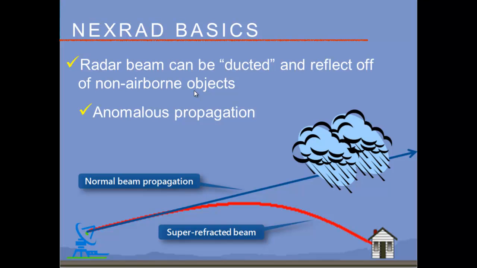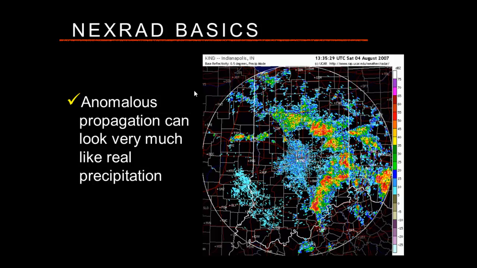One of the ones that happens a fair amount and sometimes slips through is this concept of anomalous propagation. So the radar beam can actually be ducted and reflected off of non-airborne objects. And usually that happens when you have a low-level temperature inversion in place. That temperature inversion super refracts the beam, and the side lobes of that radar beam essentially bounce off of objects and come back to the radar. And when that happens, you may get some really interesting results. For instance here, anomalous propagation can really look a lot like real precipitation, even look like convection as the case may be.